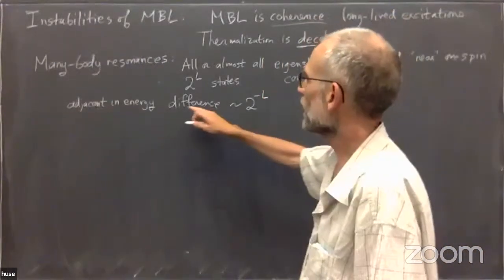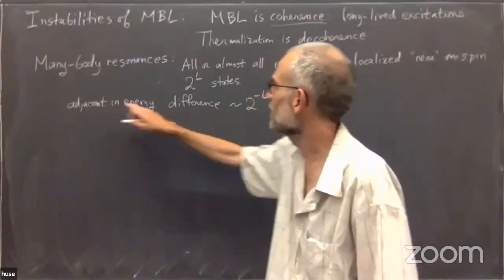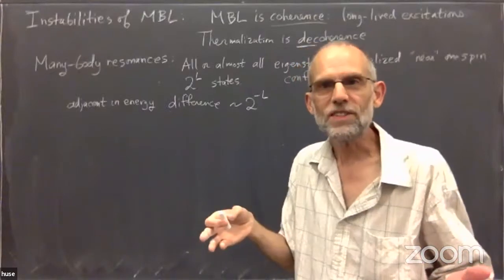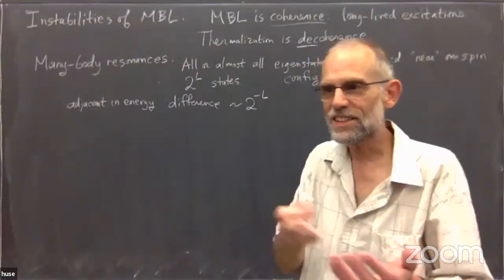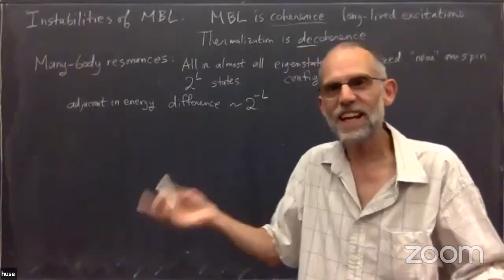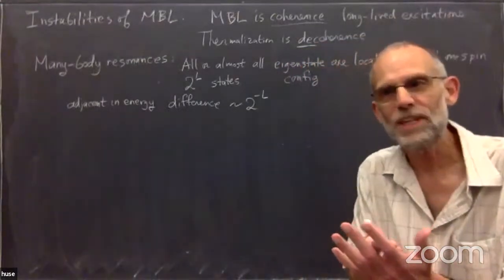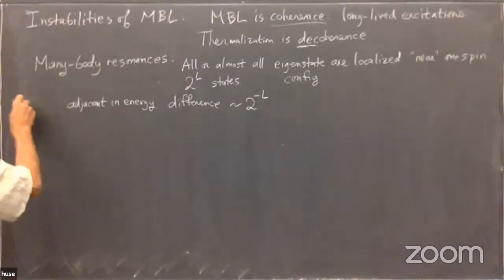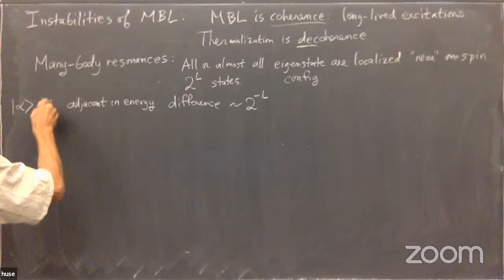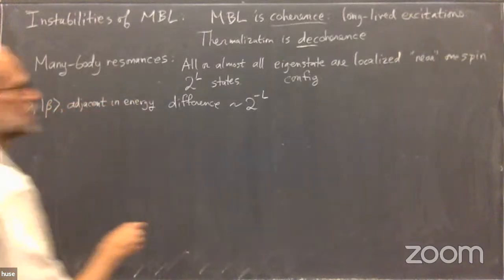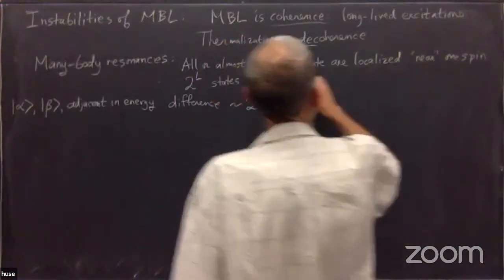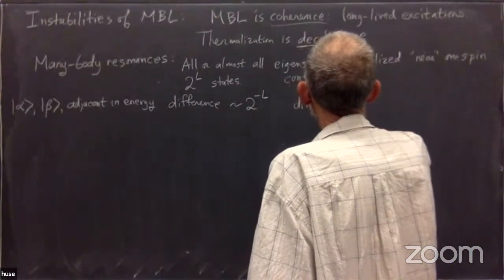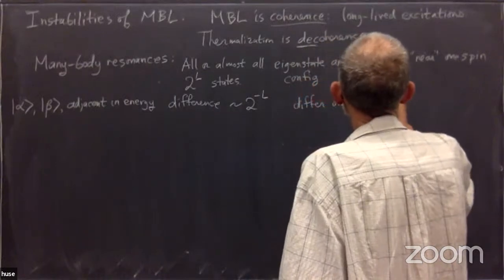And these 2 eigenstates that are adjacent in energy, they're adjacent in energy really just by coincidence, right? The fields on the spins just happen to add up to almost exactly the same energy. And so let's say, I'm going to call these 2 eigenstates alpha and beta. They're adjacent in energy, and they're localized near a particular spin configuration, and they differ on of order L over 2 spins.